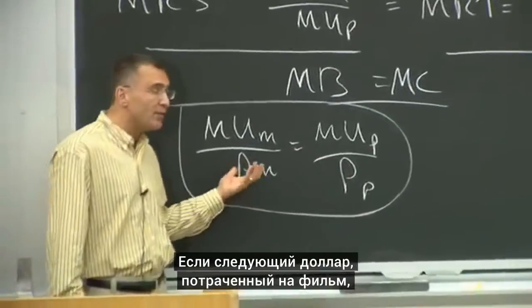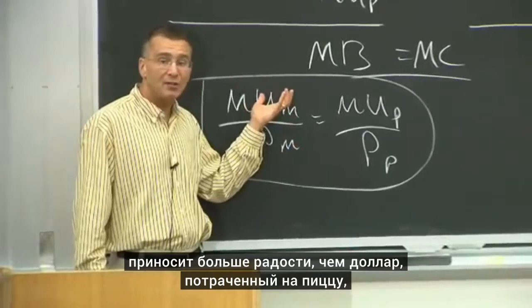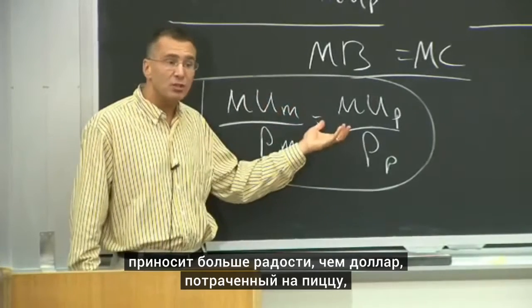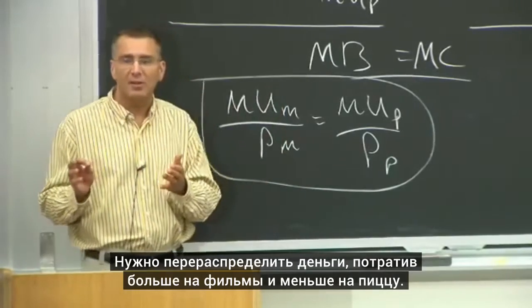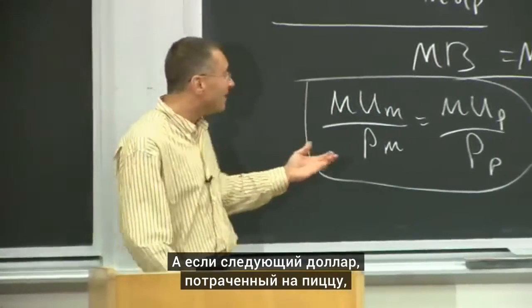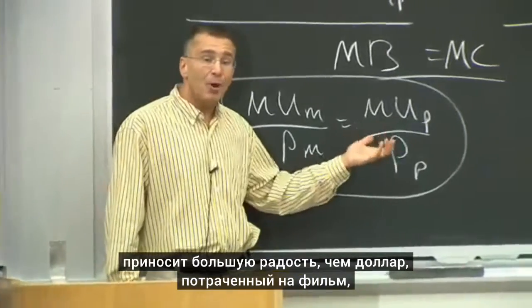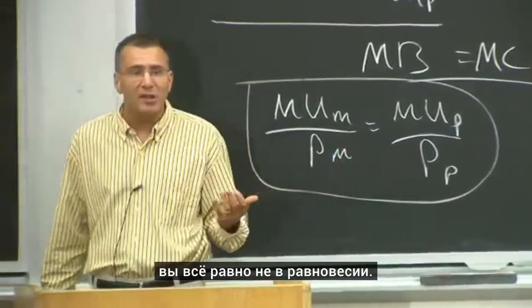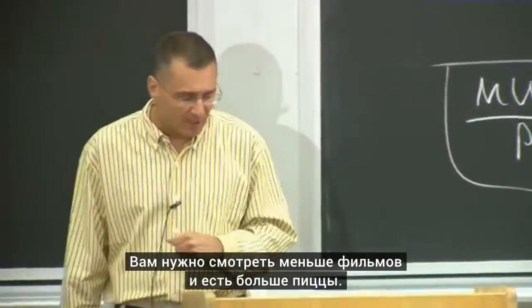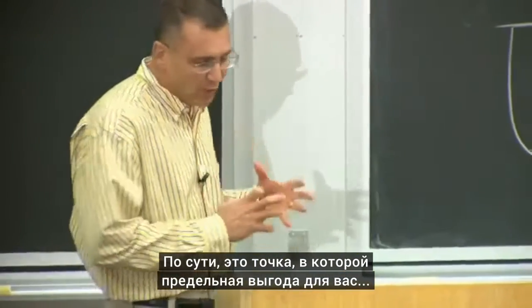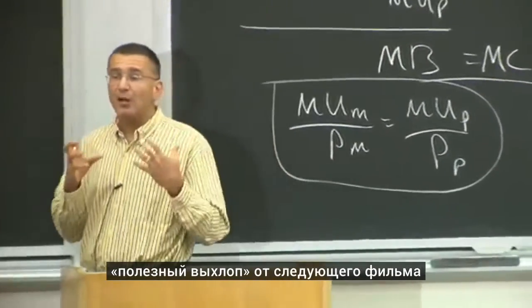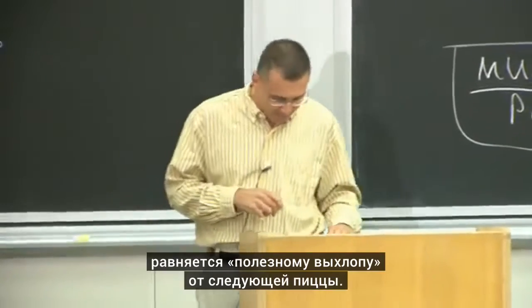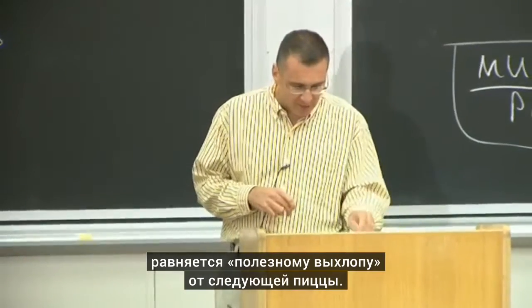If the next dollar of movie expenditure buys you a lot more happiness than the next dollar of pizza expenditure, then you're not at the right place. You should shift your money and spend more on movies and less on pizza. If the next dollar of pizza expenditure buys you a lot more happiness than the next dollar of movie expenditure, then you're not in the right place either. You should see fewer movies and buy more pizza. So basically, it's where the marginal benefit to you, the bang for the buck of that next movie, is the same as the bang for the buck of that next pizza.